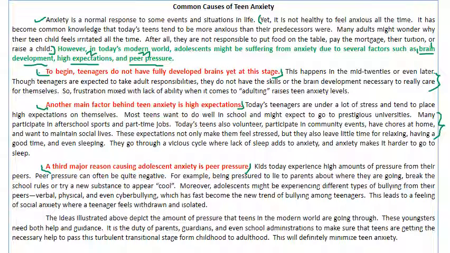Finally, the conclusion. Again, restate your thesis, summarize your essay, and leave with a final thought or a call for action. The ideas illustrated above depict the amount of pressure that teens in the modern world are going through. These youngsters need both help and guidance. It is the duty of parents, guardians, and even school administrations to make sure that teens are getting the necessary help to pass this turbulent transitional stage from childhood to adulthood. Notice the call for action. This will definitely minimize teen anxiety.